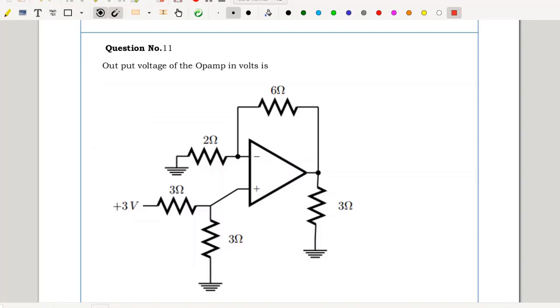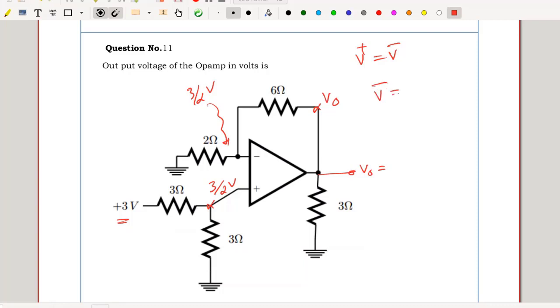Question number 11. The output voltage of the op-amp is. This V out is to be identified. Op-amp is connected in negative feedback mode, hence V plus equal to V minus is valid. V plus can be easily identified. 3 volts divides equally, so this is 3 by 2 volts. I am expecting the same 3 by 2 volts at my V minus. This node voltage is V out, this is at ground, hence V minus can be written as V out divides between 2 and 6, so V out multiplied by 2 divided by 2 plus 6, 8, and that should be equal to 3 by 2. Implies V out is nothing but 24 divided by 4, that's equal to positive 6 volts.